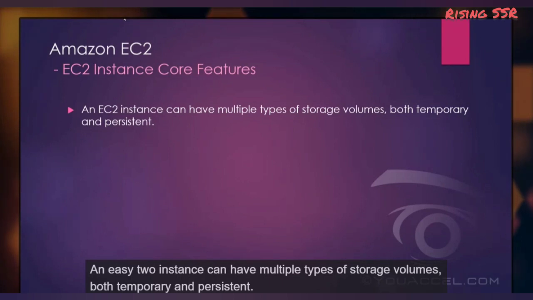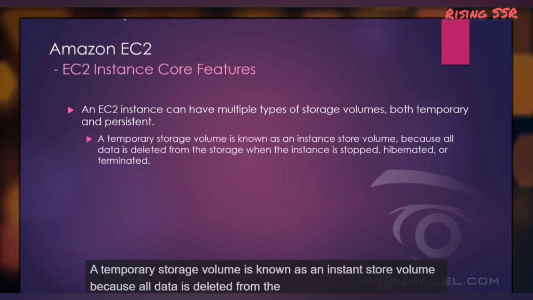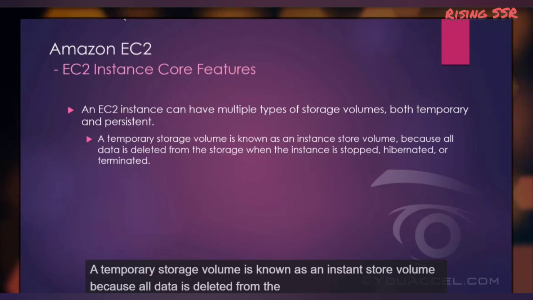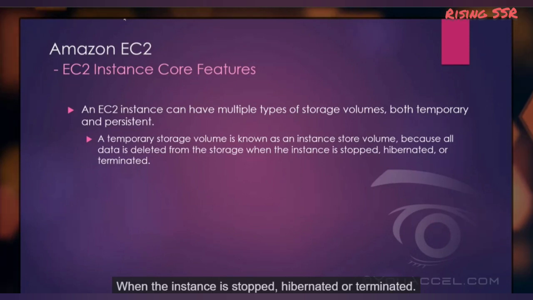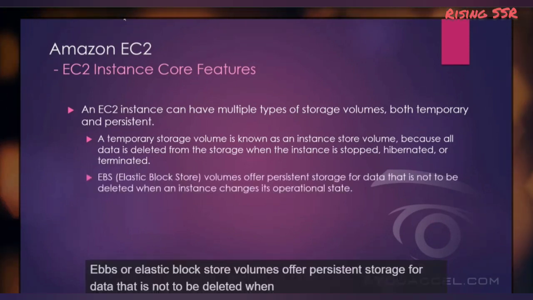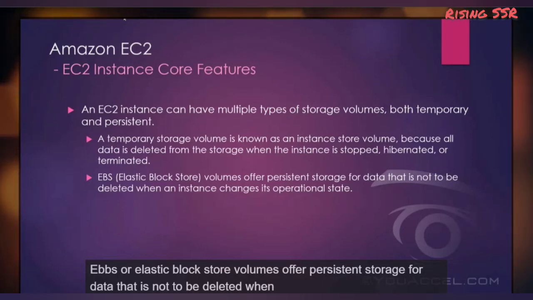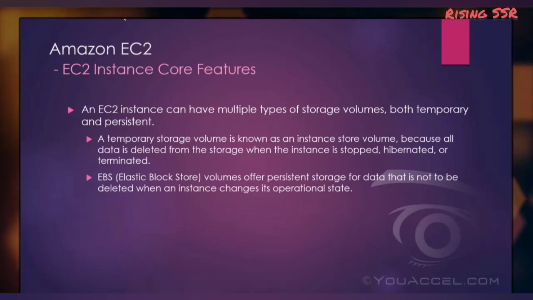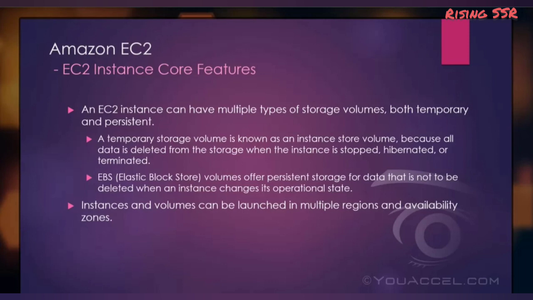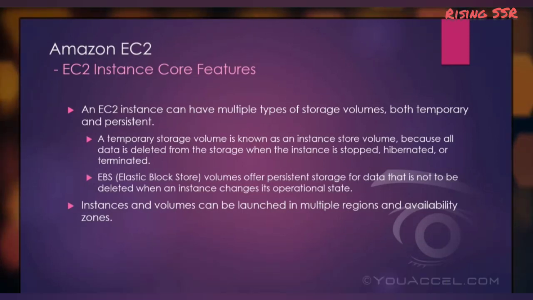An EC2 instance can have multiple types of storage volumes, both temporary and persistent. A temporary storage volume is known as an instance store volume because all data is deleted from the storage when the instance is stopped, hibernated, or terminated. EBS, or elastic block store volumes, offer persistent storage for data that is not to be deleted when an instance changes its operational state. Instances and volumes can be launched in multiple regions and availability zones.